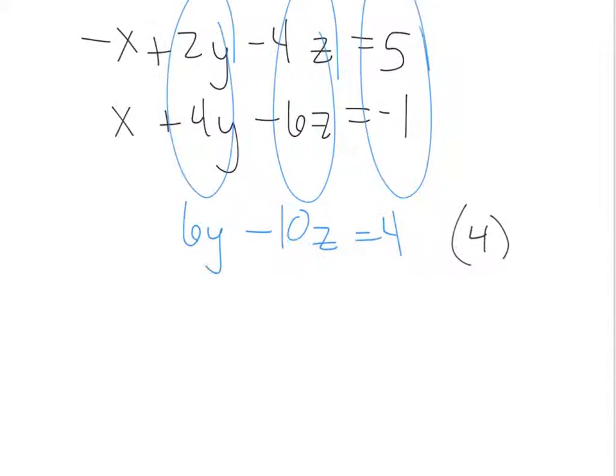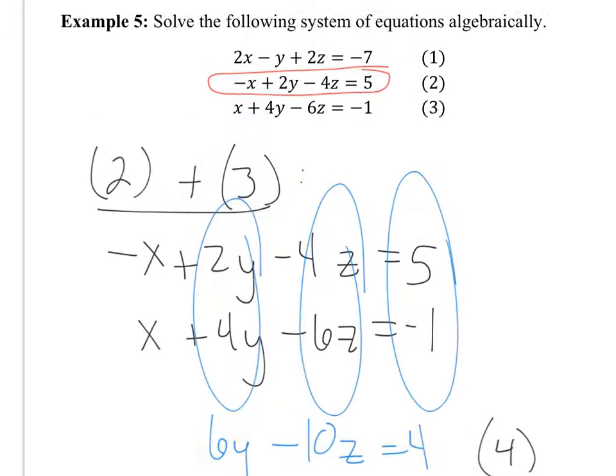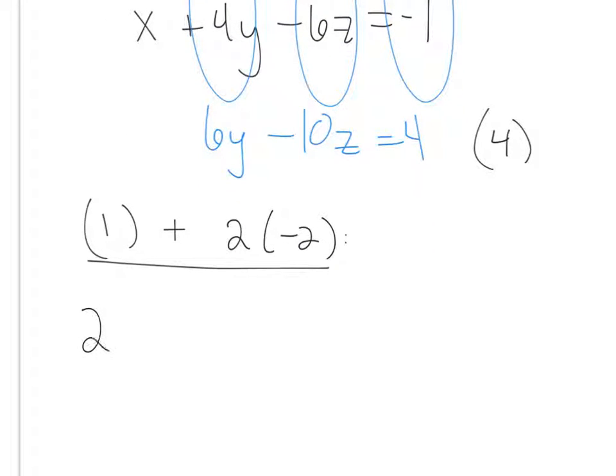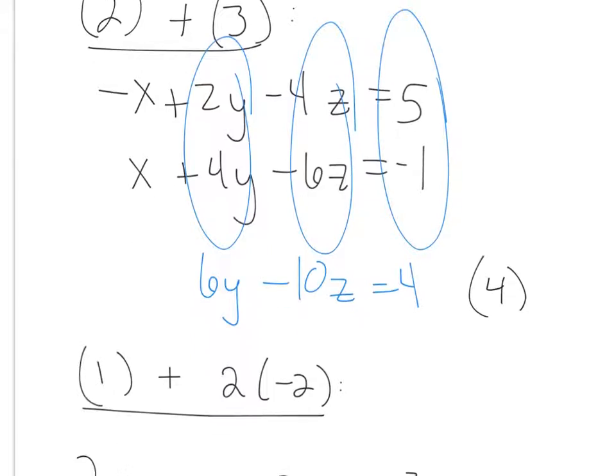So I'm going to write that out. Equation 1 plus double equation 2. This is, remember, my command. So I'm going to rewrite equation 1. 2, negative 1, 2, negative 7. Is it 2, negative 7, or negative 2, or negative 7?